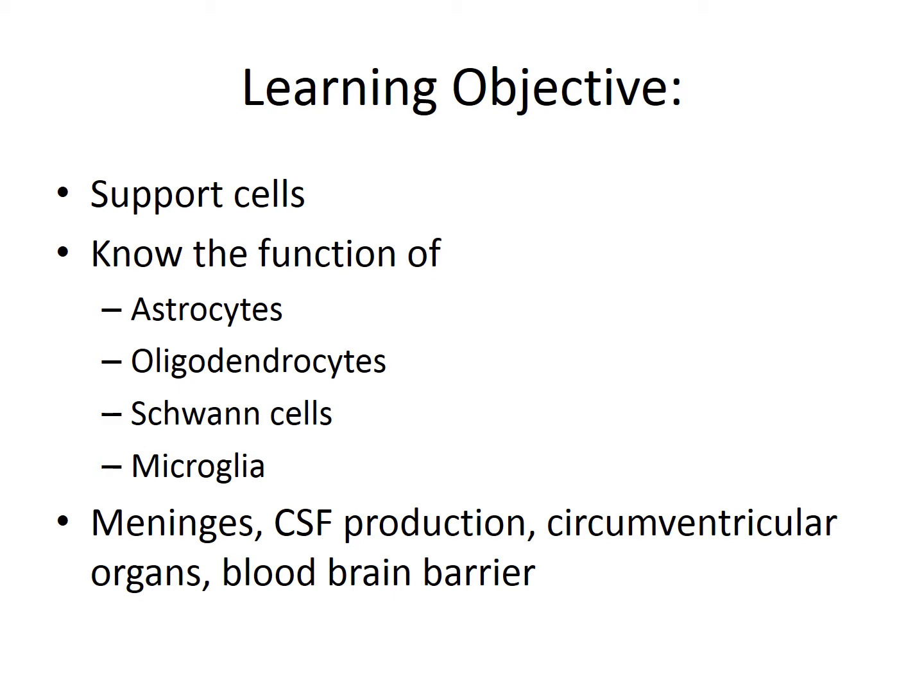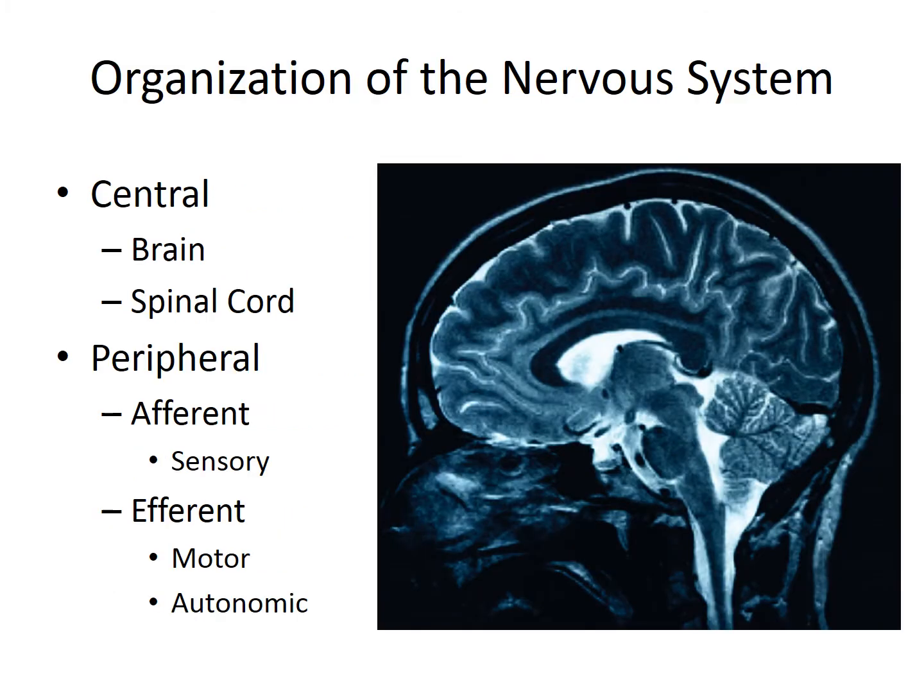So our learning objectives for this lecture are to understand the support cells, to know what the function is of astrocytes, oligodendrocytes, Schwann cells, microglia. I don't have it listed here, but we'll mention ependymal cells as well. We're also going to understand what the meninges are, the three different meninges that encase the central nervous system. We'll learn about cerebrospinal fluid production, circumventricular organs, and the blood-brain barrier. So understanding the function of all of these components of the central nervous system is our goal.